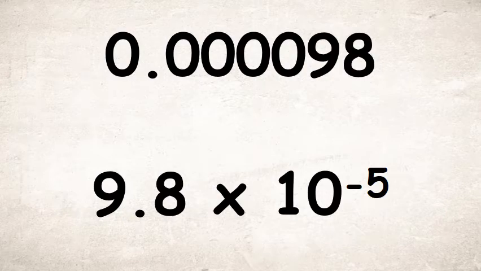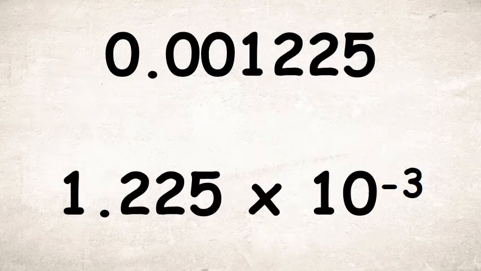Now we have a small number. Okay, we've got 0.000098. Now in this case we need to shift the decimal point backwards to the right 5 times until it is behind number 9, and that will give us 9.8 times 10 to the power of minus 5. Remember, negative power because we are shifting backwards and because this is a small number.